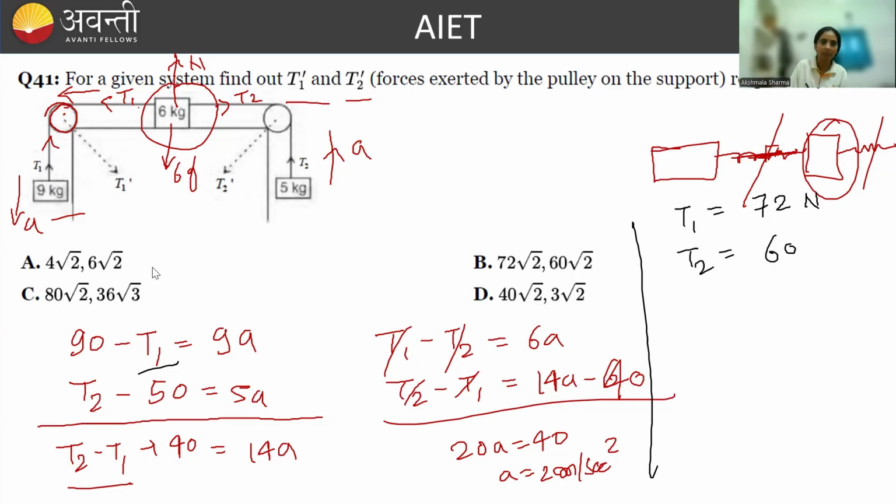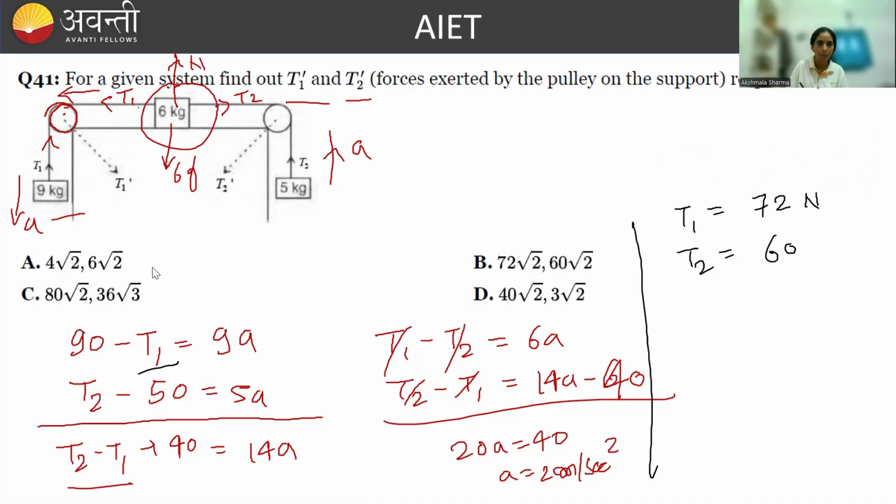Now what will be T1 dash? So for T1 dash, look at the pulley now. Let me erase this from here so that I can show you the first pulley. If you see here, this is the pulley. So on the pulley, again there is tension away from the body. So T1 here and here is T2. So the net force will be in this sense, and this is T1 dash, right? So T1 dash here will be the resultant of T1 and T2.